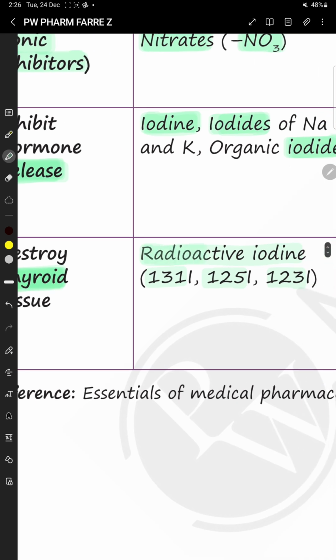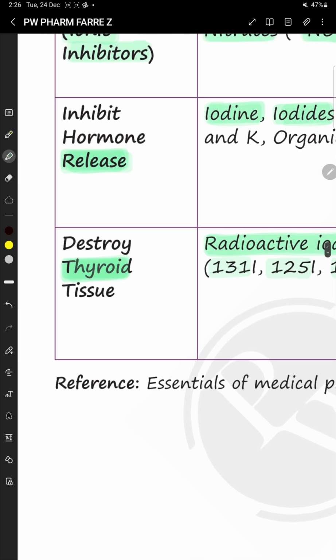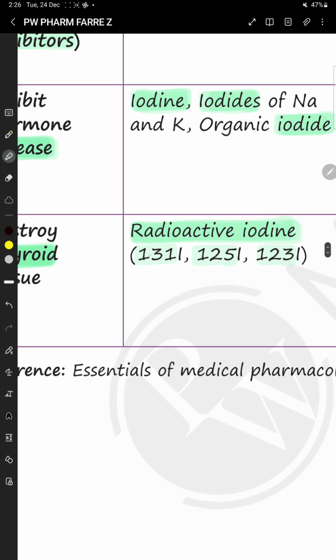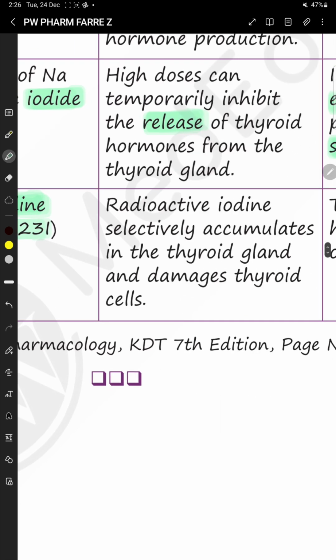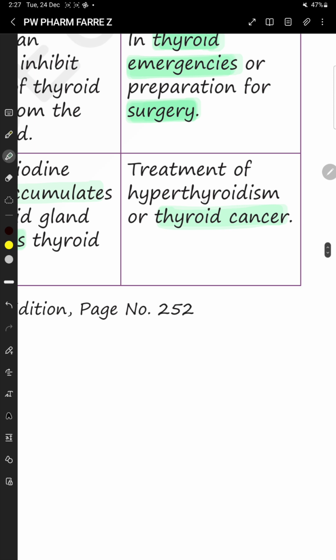These are known as radioactive iodine. Radioactive iodine will destroy the thyroid tissue. Examples are 131I, 125I, and 123I. They selectively accumulate in the thyroid gland and damage the thyroid cells. So they are used for treatment of hyperthyroidism or thyroid cancer.